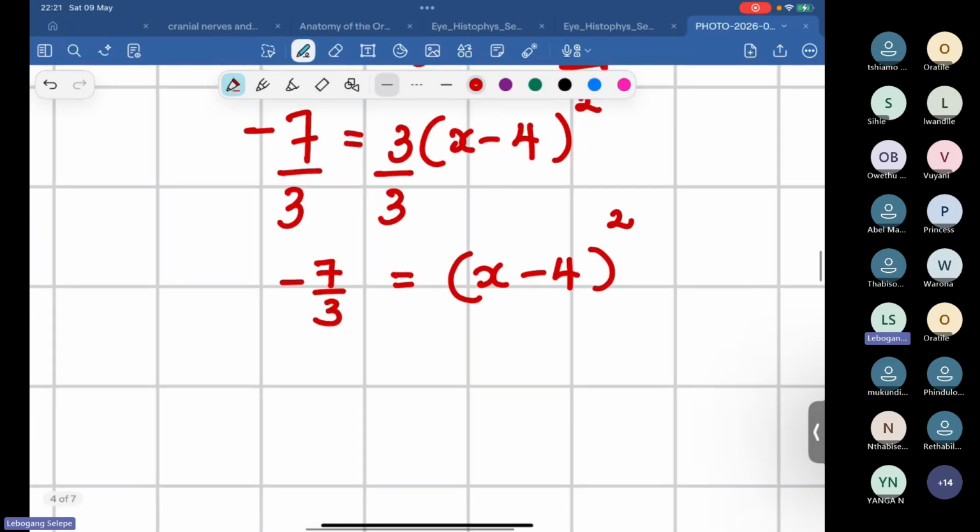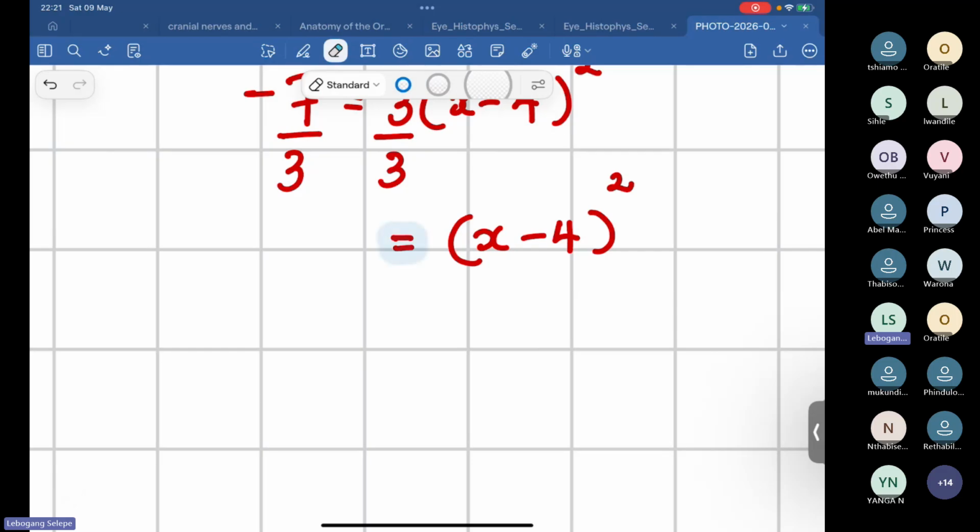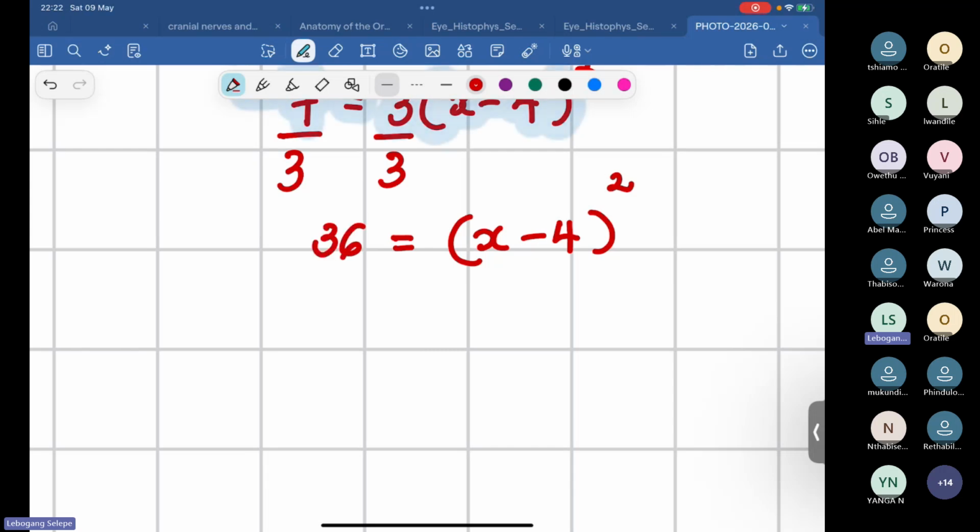In case you don't understand what I mean by that, let's assume this number was a nice number like 36. At this point, I would have had to say what is the square root of 36, and on the other side, what is the square root of that? Don't forget that the moment you square root something, it's going to be plus minus. So the answer here would have been plus minus 6, because that's the square root of 36. Remember that this has nothing to do with this.